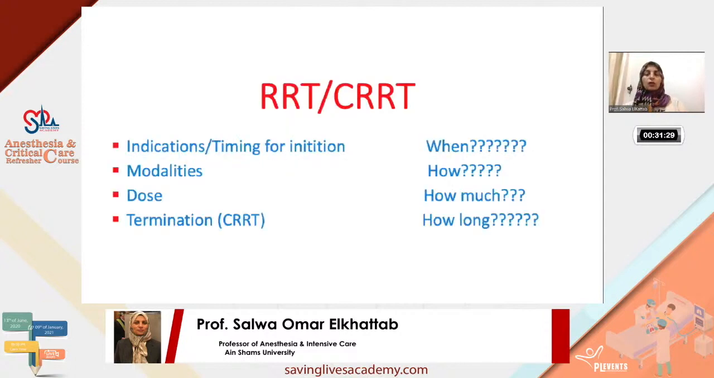So if we are not happy about the conservative management of acute kidney injury, we have to go for renal replacement therapy. And I am also putting a slide of continuous renal replacement therapy. We will highlight continuous renal replacement therapy more tonight, because we are speaking about critically ill patients, as this is the most preferred modality in critically ill patients. What is the indication? When to go for RRT? What to do? What is the modality? How much is the dose? And when to terminate, or for how long will we go for RRT?